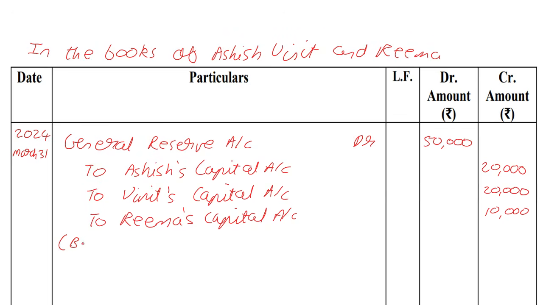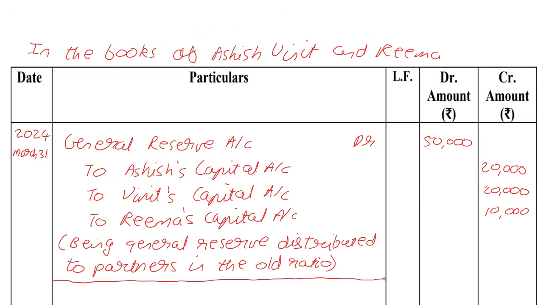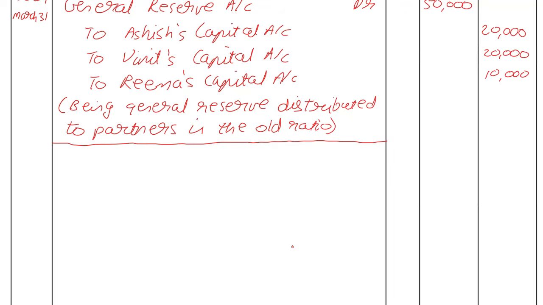Being general reserve distributed to partners in the old ratio. Okay, do that and draw a line. Okay, straight line and scale.